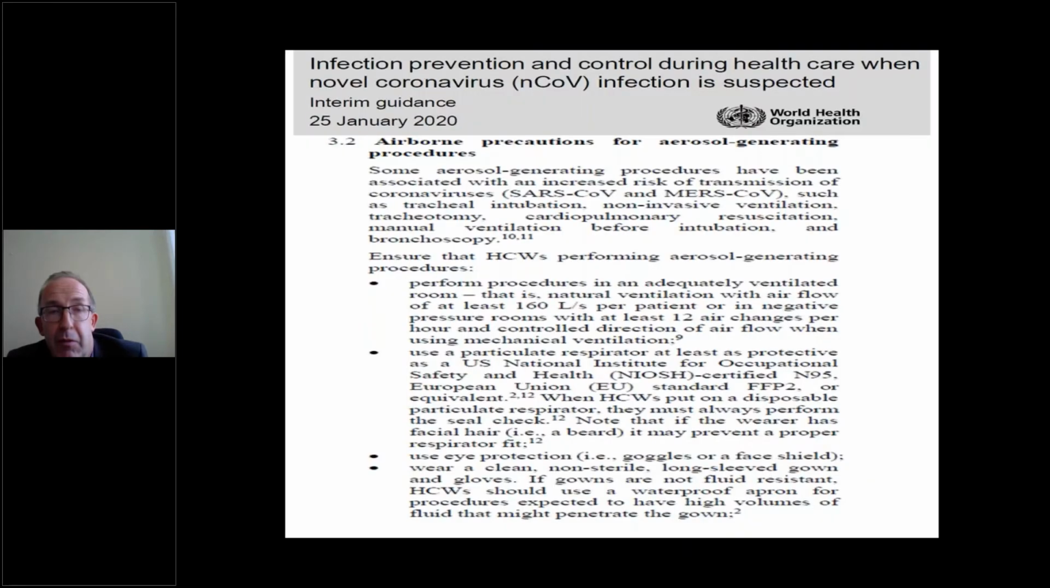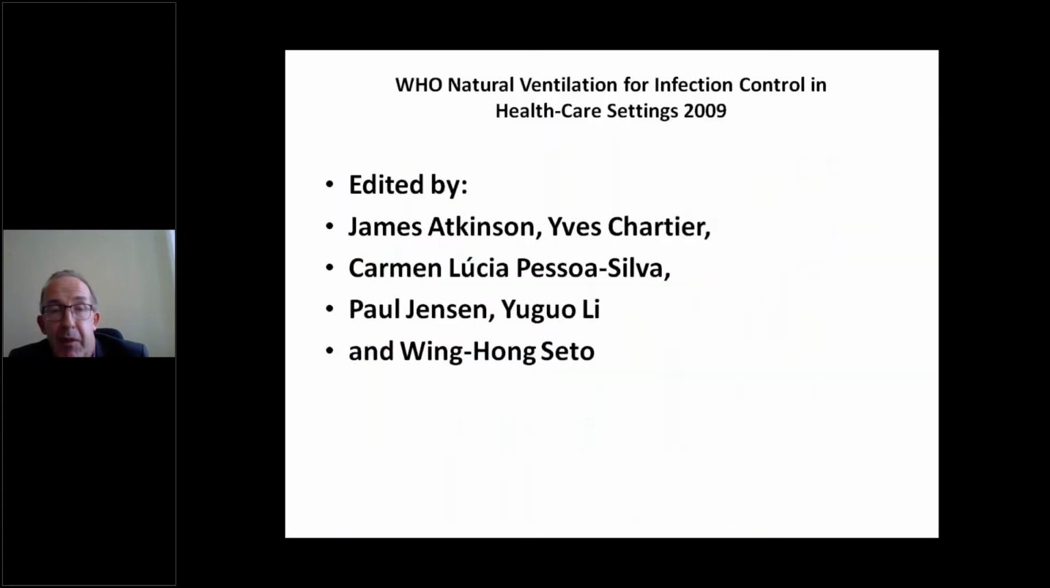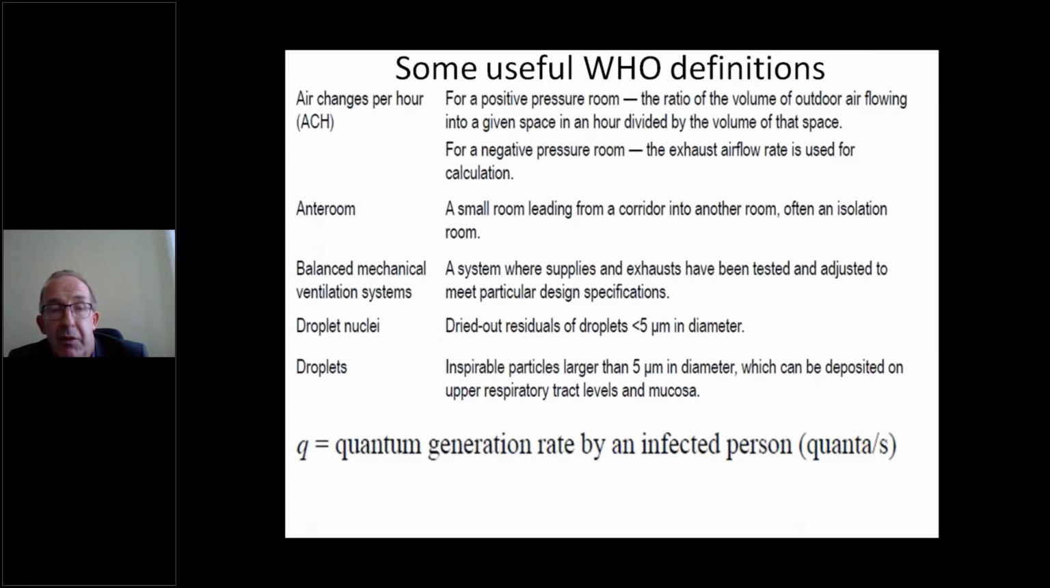Now, going back to COVID-19, in January, WHO issued guidance on ventilation, and they highlighted the need for ventilation, particularly where aerosol generating procedures are taking place. And they look for 12 air changes, mechanical ventilation, or 160 litres per second per patient. They referenced the 2009 WHO guidance, and that gave us some useful definitions about quantum generation rate by an infected person. It defined droplets, droplet nuclei, and air changes.